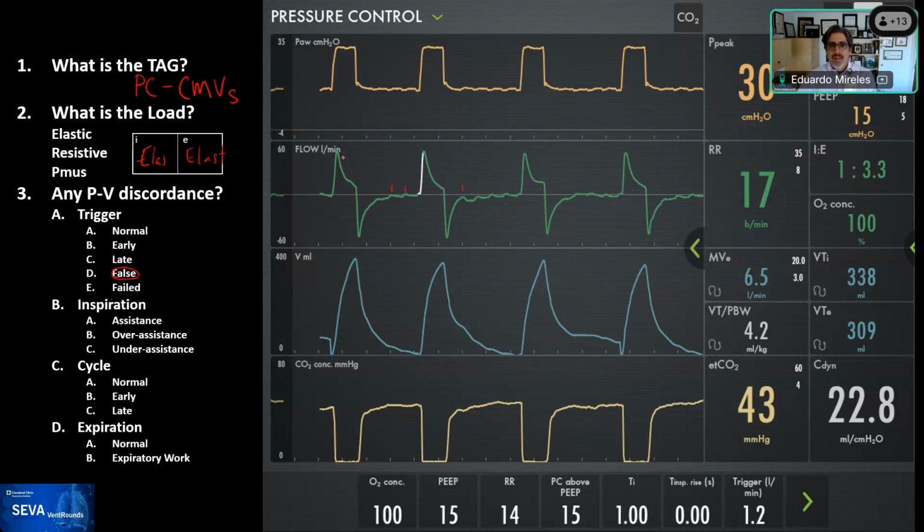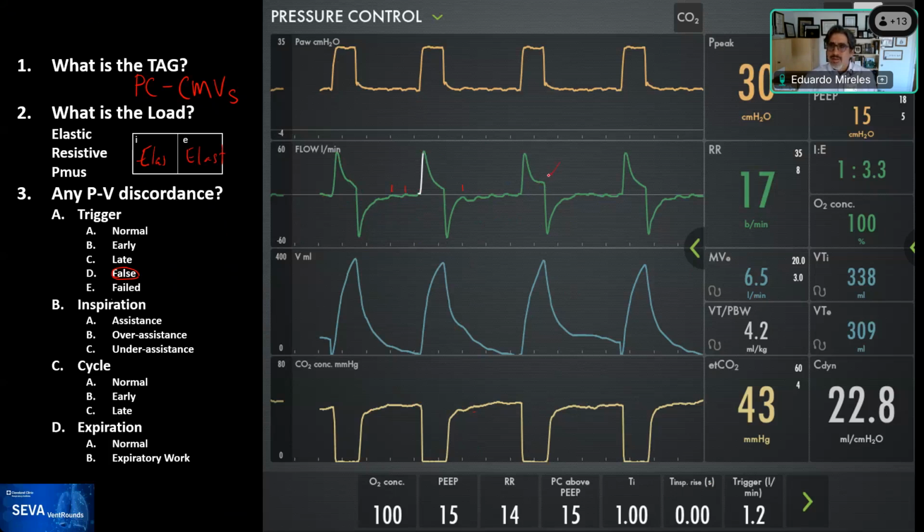three things: the elastance, the resistance, and the presence of PMOS. And obviously other artifacts can also modify it. But you can see this one has a little bit of a bump here. This one falls the same. So you could say, well, maybe that's a cardiac oscillation. But then look at the next one.